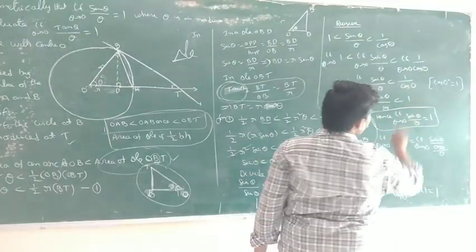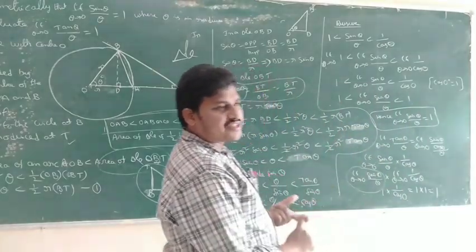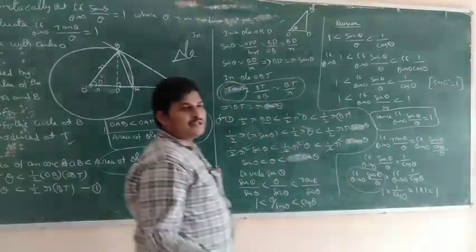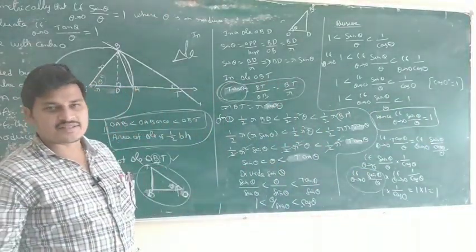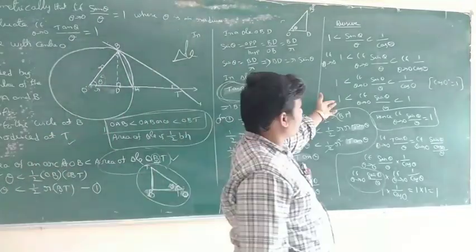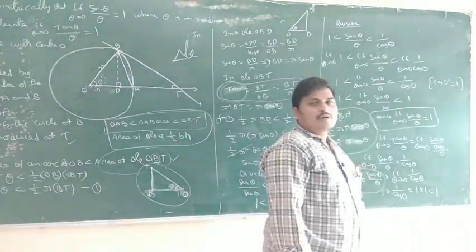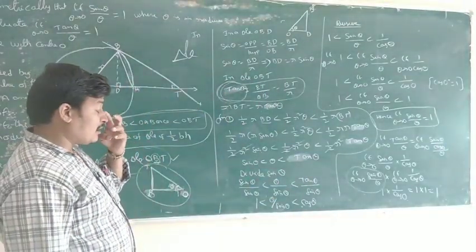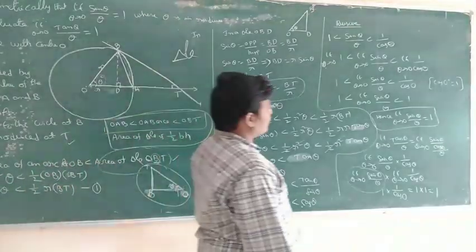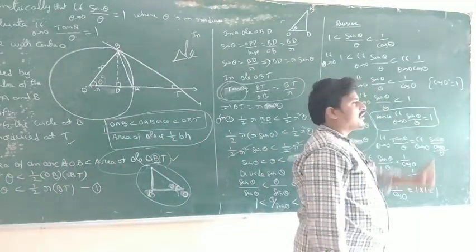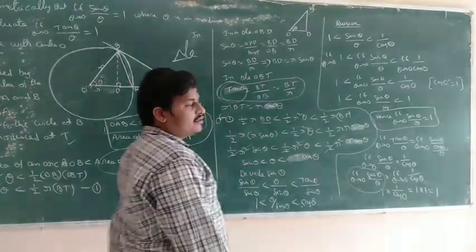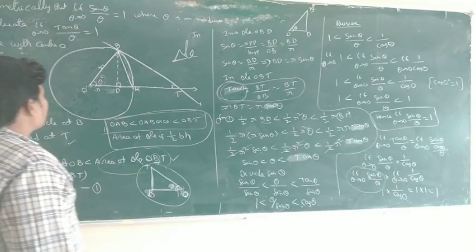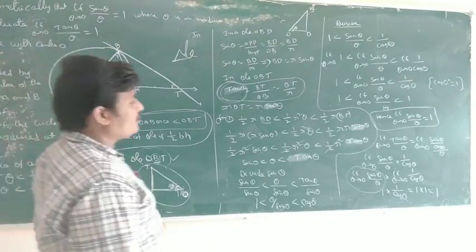The left hand limit and the right hand limit are both the same, which means the limit exists and that value is 1. This is the minimum value and this is the maximum value. Minimum means the left hand value, maximum means the right hand value. Both are the same, which means the limit value is exactly equal to 1. This is the theorem. And hence, evaluate the limit as theta tends to 0 of tan theta by theta, which is equal to 1.